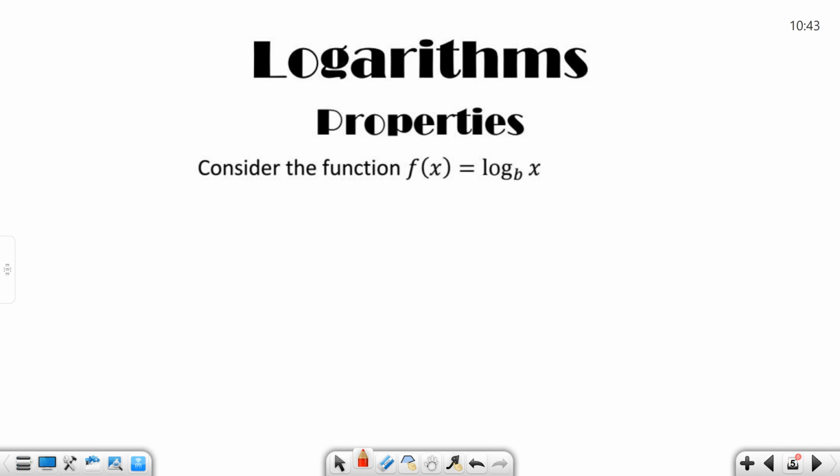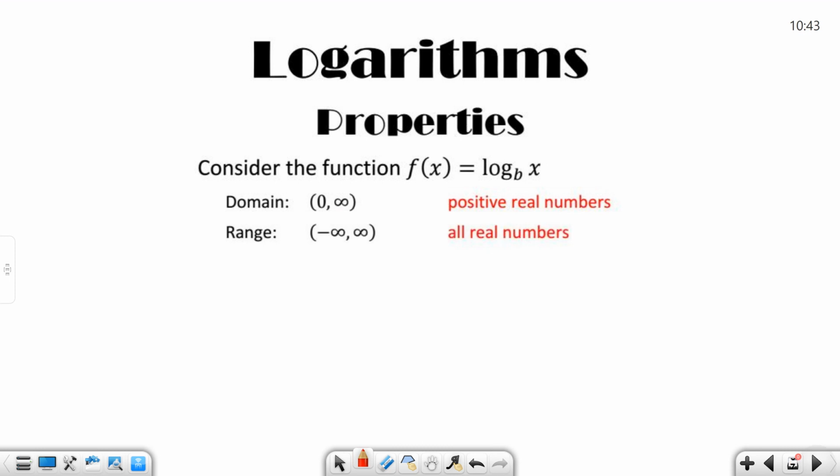So if we consider the function f of x equals log base b of x, we're talking about functions here. If we have a logarithmic function, I want you to know the domain, that's everything x can be. We've already said x has to be positive, so it's positive real numbers. It's everything from 0 to infinity if we put this in interval notation. That's how we write x is greater than 0. The range, the numbers that you can get out for the function, whatever you evaluate this, can be everything: all real numbers, negative infinity to infinity in interval notation.